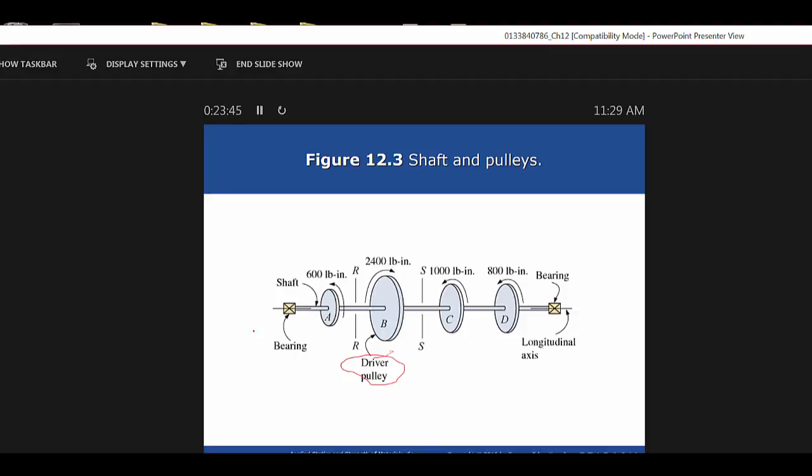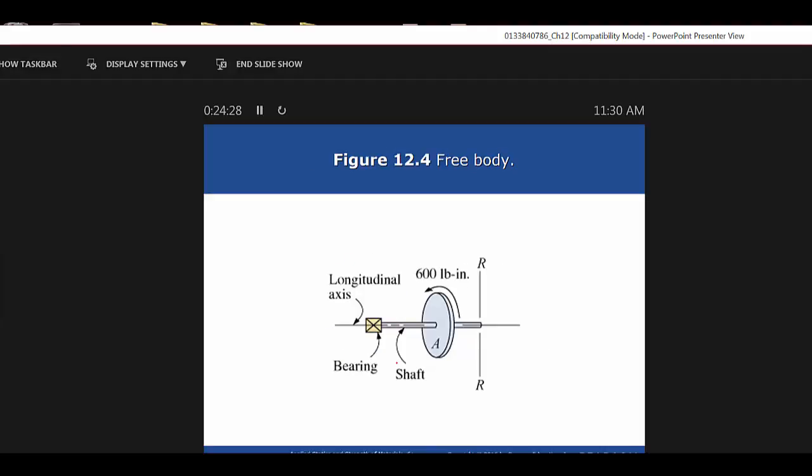True. To determine the torque at section RR, cut section RR perpendicular to the longitudinal axis of the shaft, anywhere between pulley A and B. So in theory, we're going to take a saw and cut that. They're showing it right here, RR, anywhere between A and B. So that's what they're doing here. Now consider the left portion of the free body diagram, shown in the next figure. So we go to that one, and there's the cut.